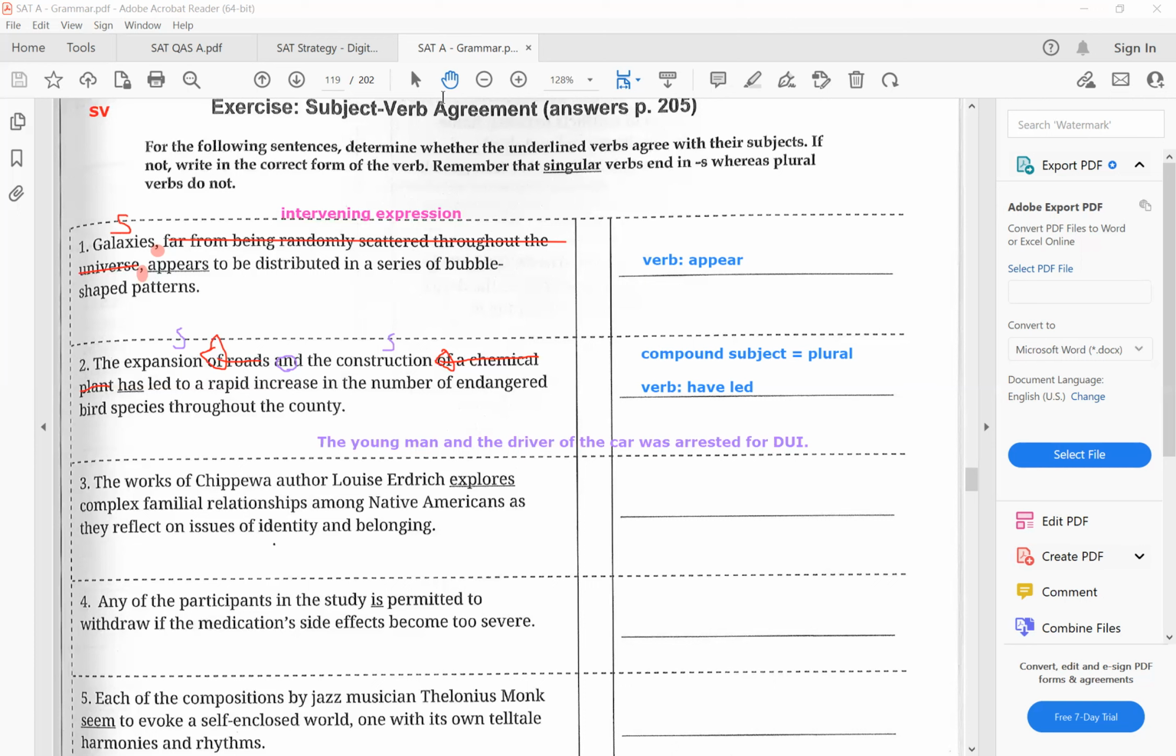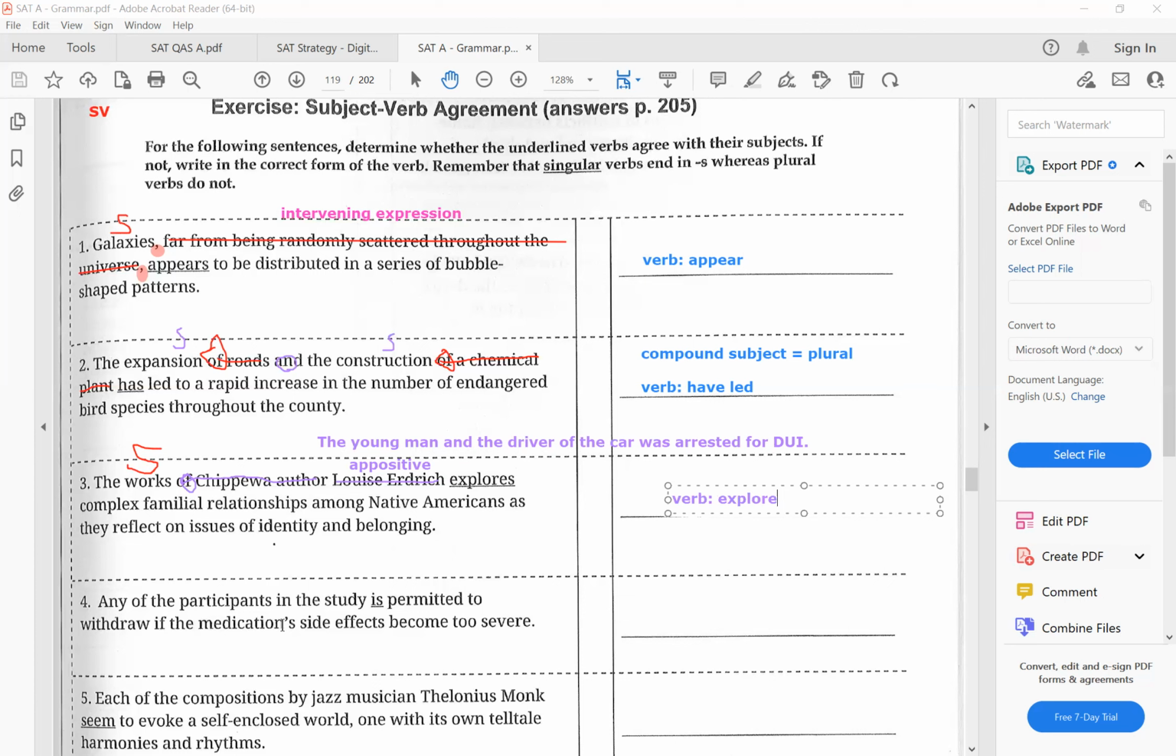So number three, we do the same thing, right? We cross out our phrases, of Chippewa author, prepositional phrase. I can also cross out Louis Erdrich. Why? Because that is an appositive. So if you don't remember your appositive, it's simply a noun or a noun phrase that talks about the previous noun. So Louis Erdrich is our appositive talking about author, but our subject is actually the works, which is plural. So my verb has to be explore.